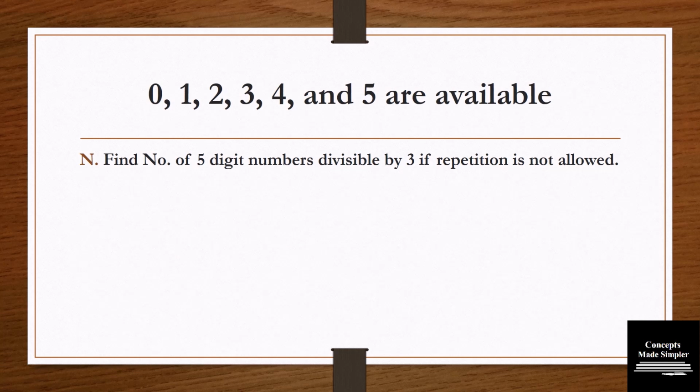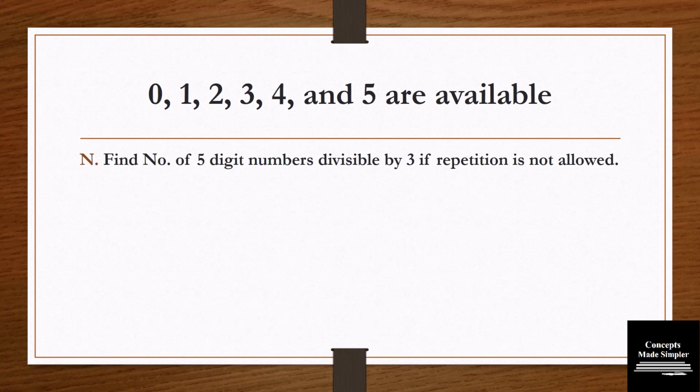Now we have reached the last question of this video series. The question is: 0, 1, 2, 3, 4 and 5 are available. Find the number of 5-digit numbers divisible by 3 if repetition is not allowed. Now this is a little tricky question, but I would still recommend you to please pause this video and try to solve this question by yourself.